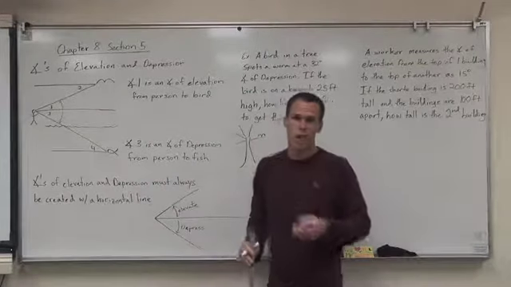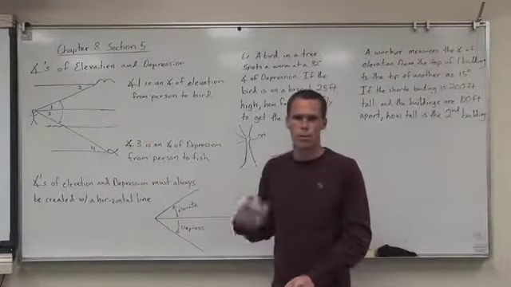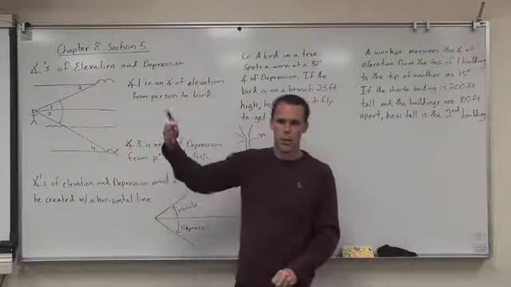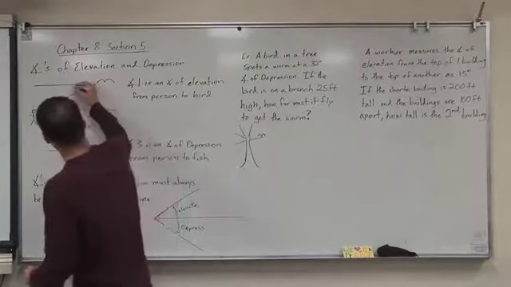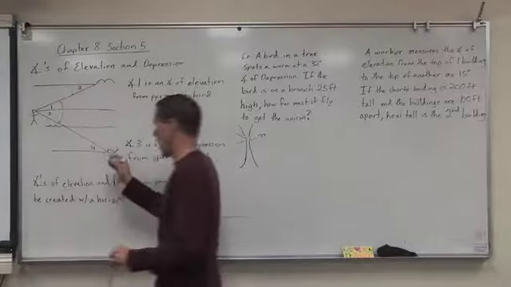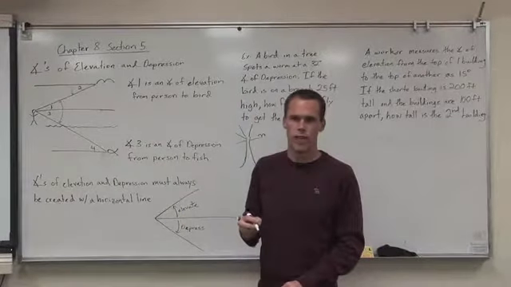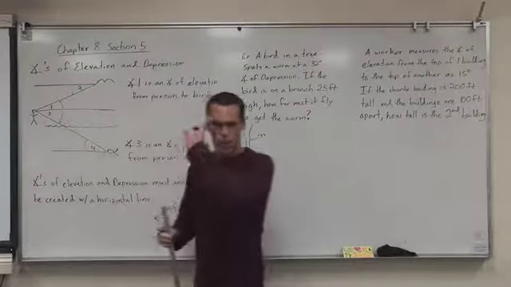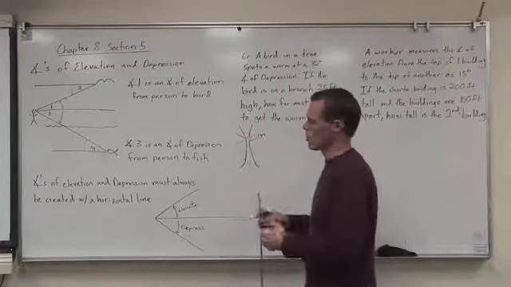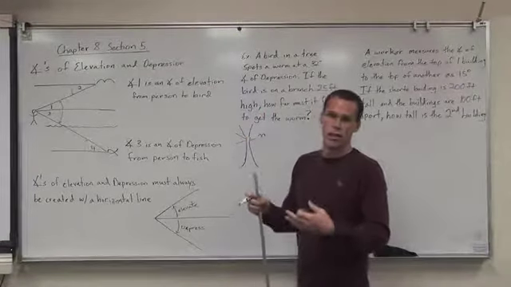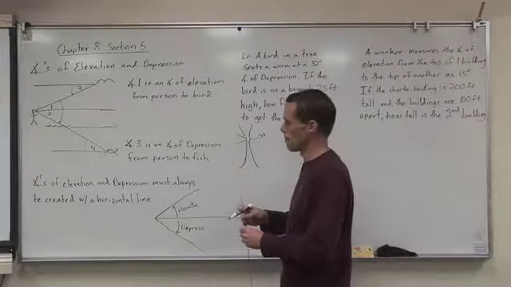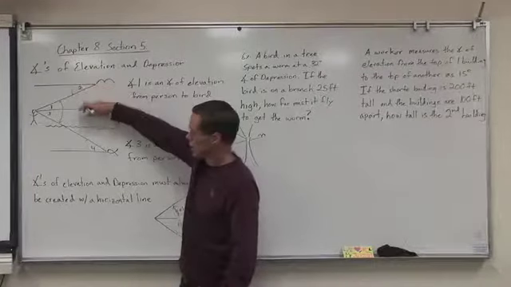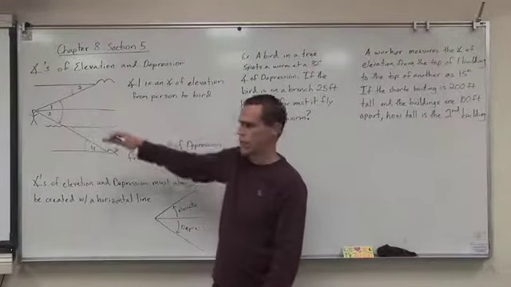Now, we can also talk about angle 2, although it's not written on the board, but you can write it down. Angle 2 is an angle of depression from bird to person. And angle 4 can be described as an angle of elevation from fish to person. It is important that we pay attention to what the angles are elevating to and what they are elevating from, or depressing to and depressing from. So, angle 1 is elevation from person up to bird. Angle 3 is depression from person down to fish.